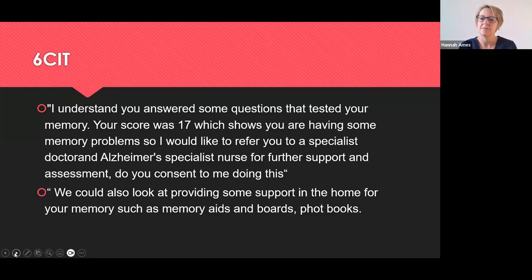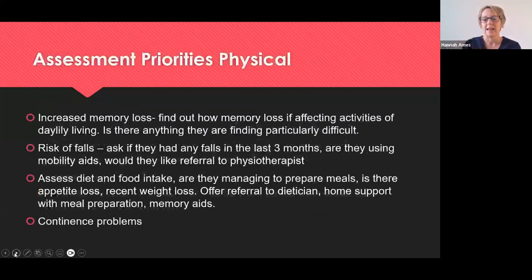Do you consent to me doing this? Remember, you always need to get the patient's consent. We can also look at providing things in the home for you, such as some memory aids, memory boards, photo books, and getting the OT in to help support you with some activities of daily living. And then you can lead that into your holistic assessment, okay? So it's a nice lead in then to discuss the memory loss in a little bit more detail.